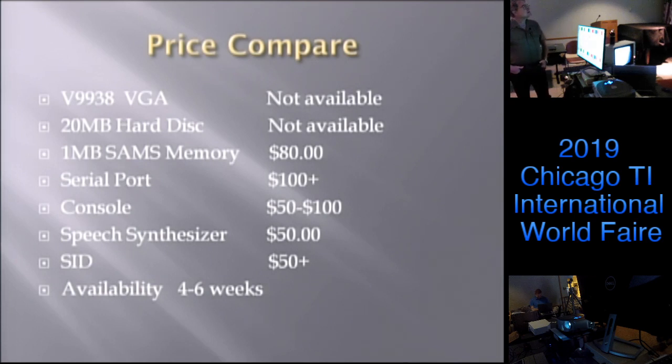So the price comparison. The 9938, you can't really get a card or a board right now without finding old stuff, maybe on eBay. Periodically it pops up, but this is standard on there. The 20 megabyte hard drive, I don't know if you can get a SCSI interface now, but that one pretty much is not available. The 1 megabyte SAMS, I've seen it at $80. These are pre-populated boards.